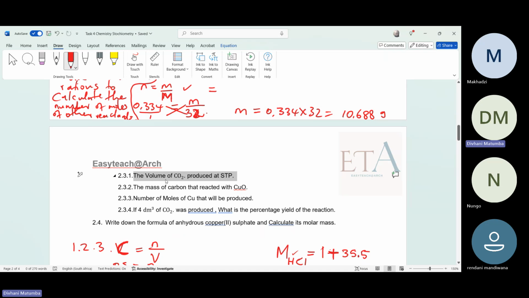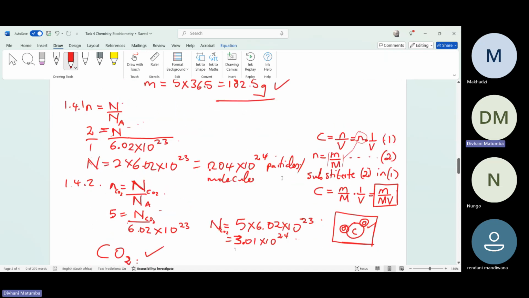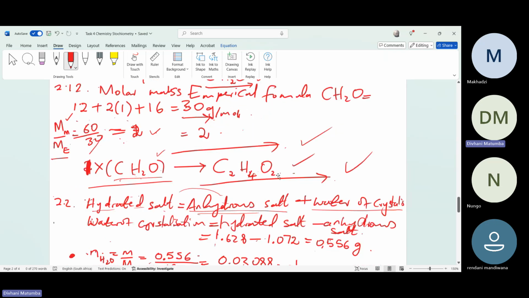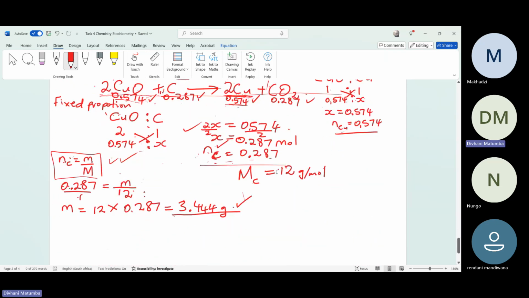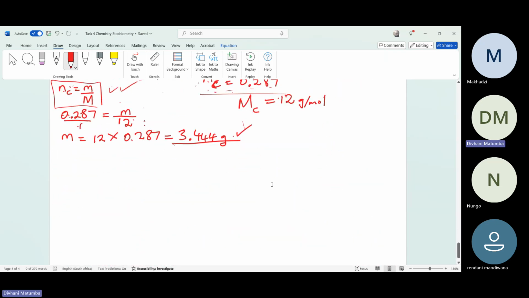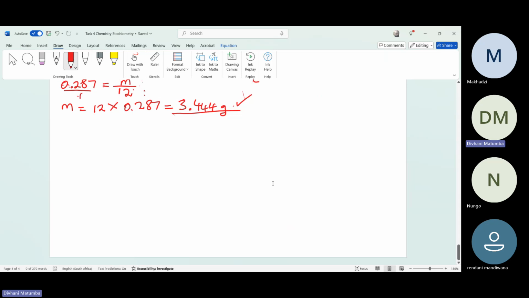2.3.1, the volume of carbon dioxide produced at STP. Okay, Makazi, what will be the volume of carbon dioxide produced at STP? How are you going to go about it?